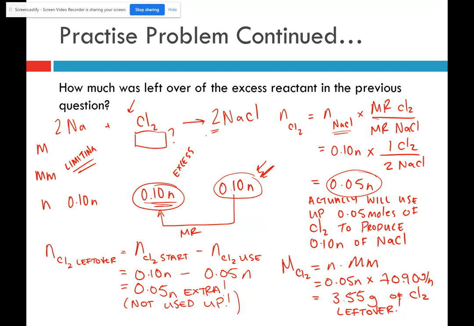I figured out how much was left over by saying, how much did I start with? How much did I actually use up? I actually only used up, I calculated here, 0.05. And that's the same as saying 3.55 grams of sodium chloride.